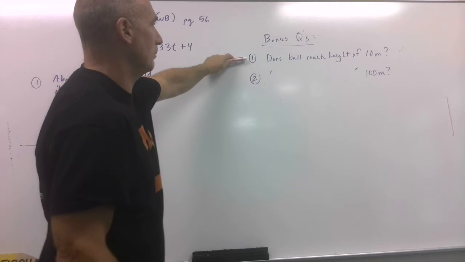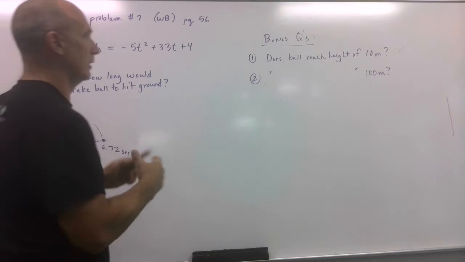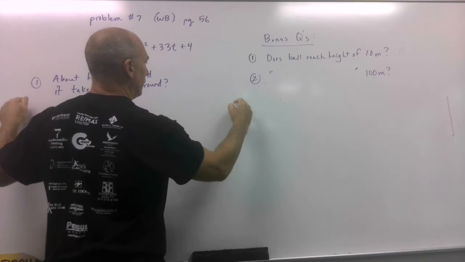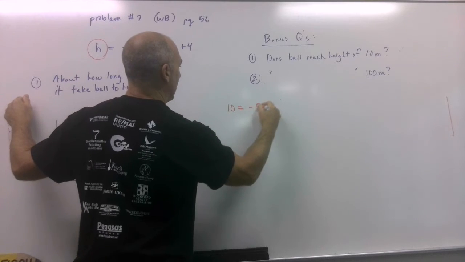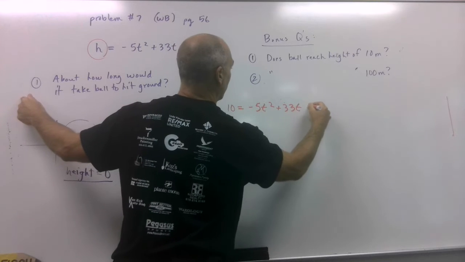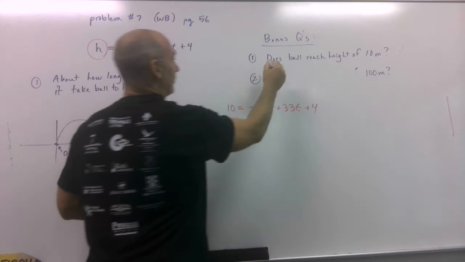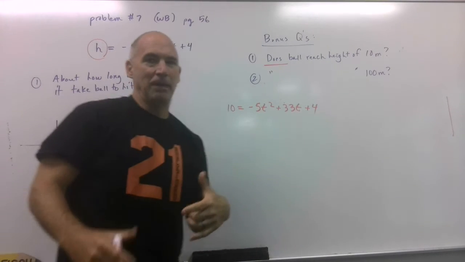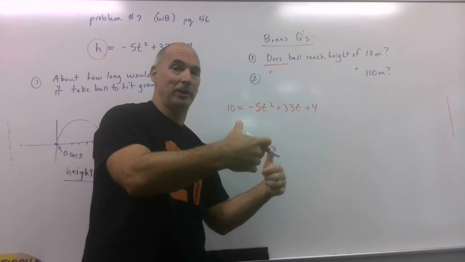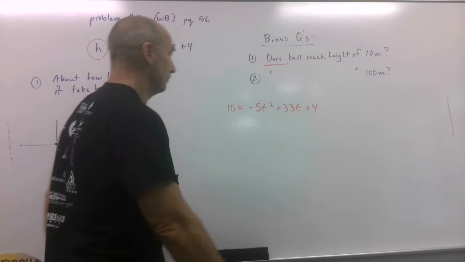All right, question number 1. Does the ball reach a height of 10? Well, we're going to stick 10 in for this. We're going to take a look. 10 equals negative 5t squared plus 33t plus 4. You're going to have to deal with some weird stuff. So now we have a problem, and they're asking, does it? If something mathematically impossible happens, we go, nope. But if something mathematically possible happens, we go, yeah. So this is where the discriminant is going to come and help us.